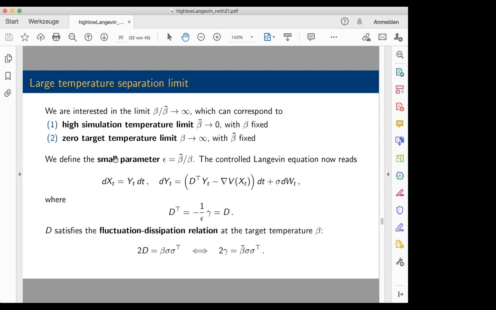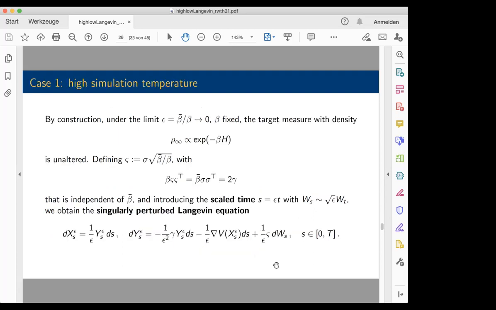I will spare you the details of this calculation, because it's actually quite standard perturbation and multiscale analysis. I just want to show you the equation. If we define a small parameter epsilon as the ratio of the inverse temperatures, simulation temperature and target temperature, and rewrite our Langevin equation, then this controlled Langevin equation, already with the optimal control plugged in, because the optimal control just generates a new friction, can be written in this form. If the matrix D, which is just a rescaled version of the original friction matrix gamma, satisfies this fluctuation dissipation relation at the correct target temperature, this is equivalent to the old friction matrix gamma satisfying the fluctuation dissipation relation at the simulation temperature.